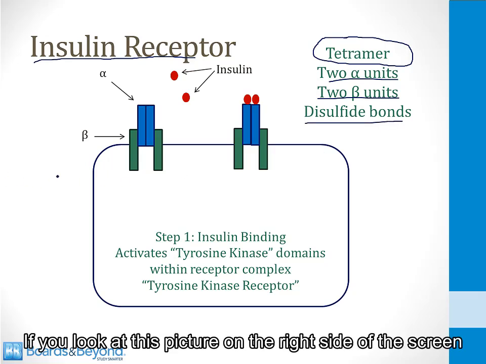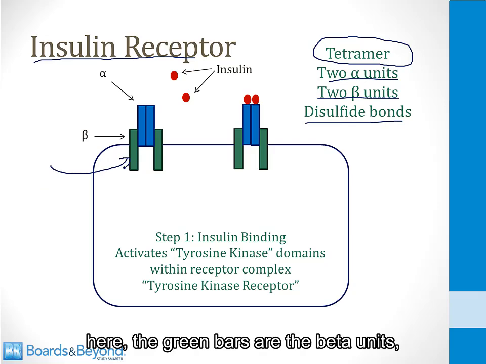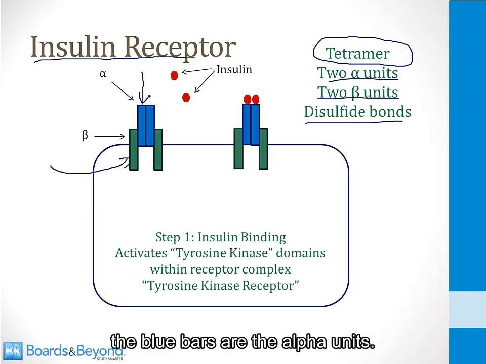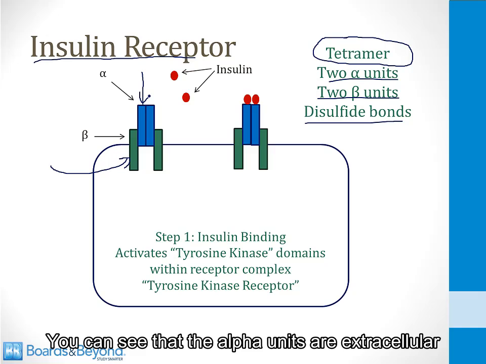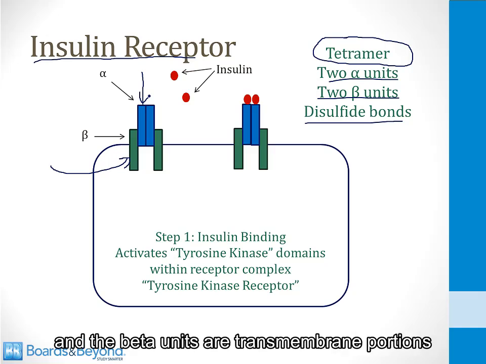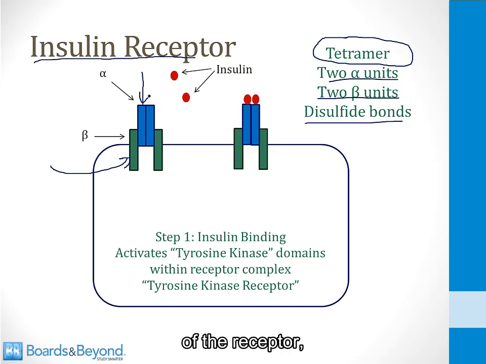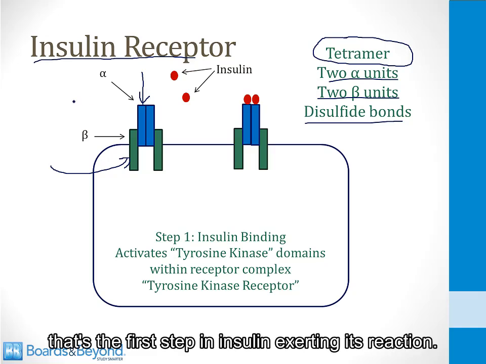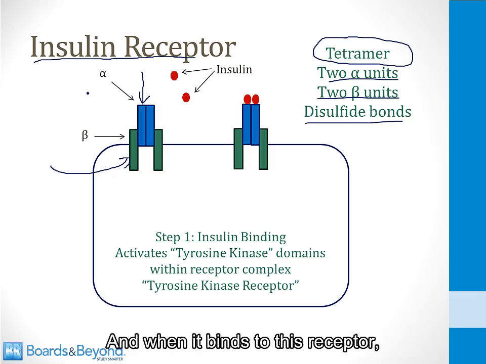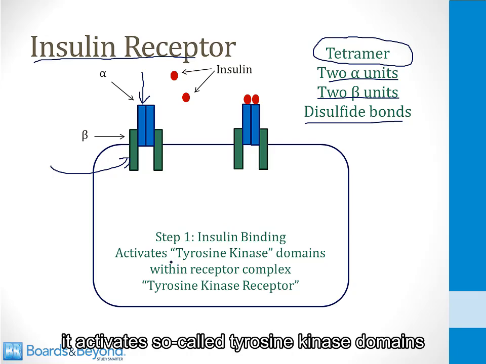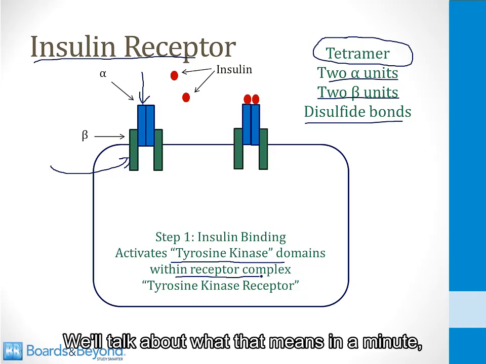If you look at this picture on the right side of the screen, the green bars are the beta units, the blue bars are the alpha units. You can see that the alpha units are extracellular and the beta units are transmembrane portions of the receptor. Insulin can bind to this receptor. That's the first step in insulin exerting its reaction. When it binds to this receptor, it activates so-called tyrosine kinase domains within the receptor complex. We'll talk about what that means in a minute.